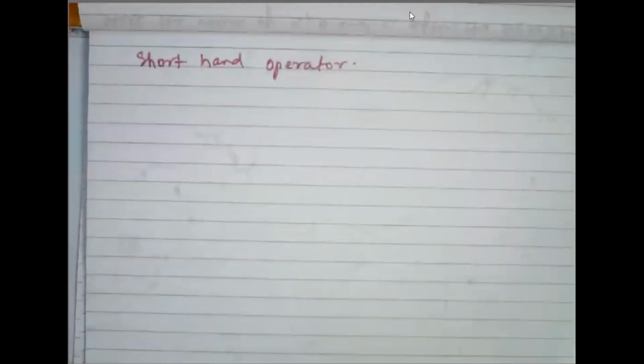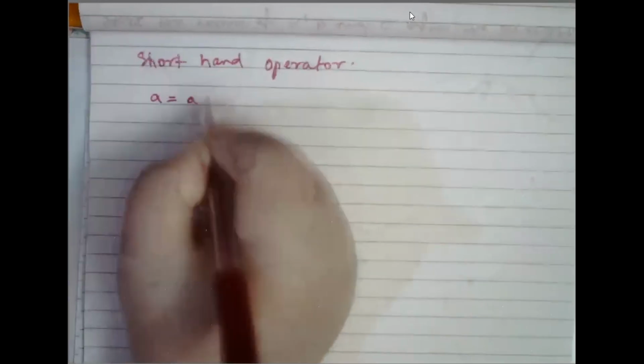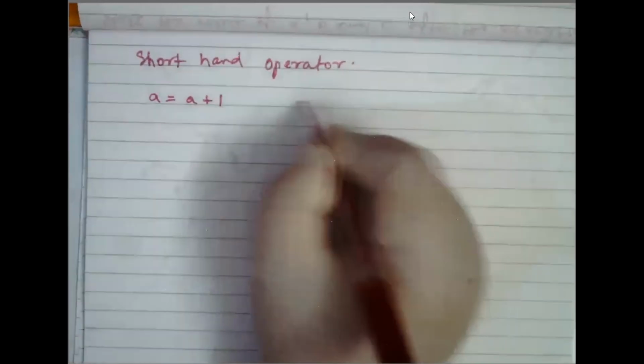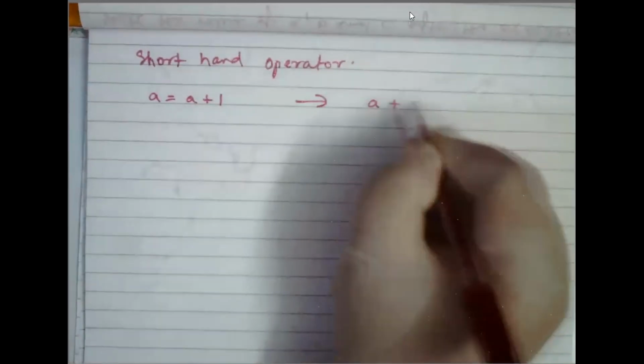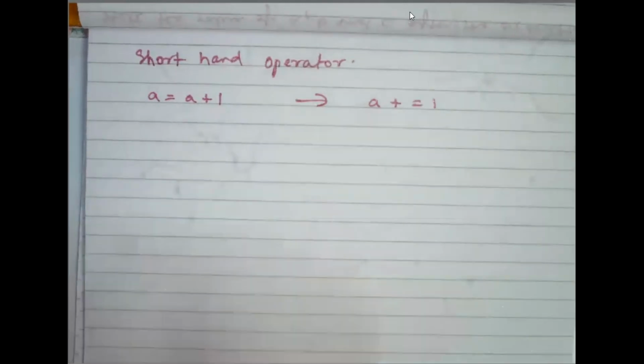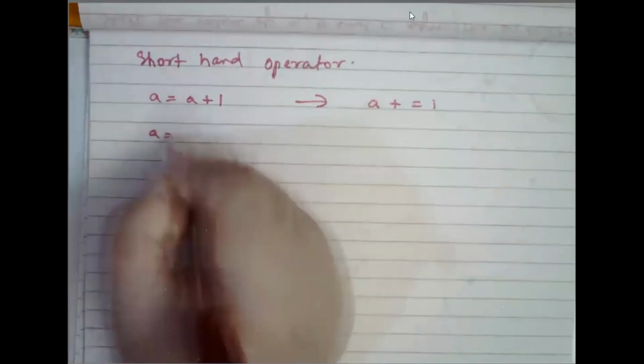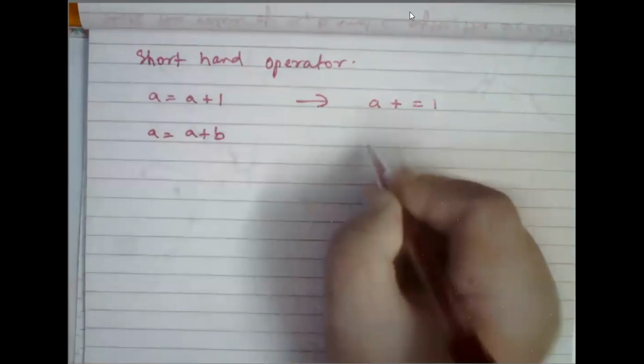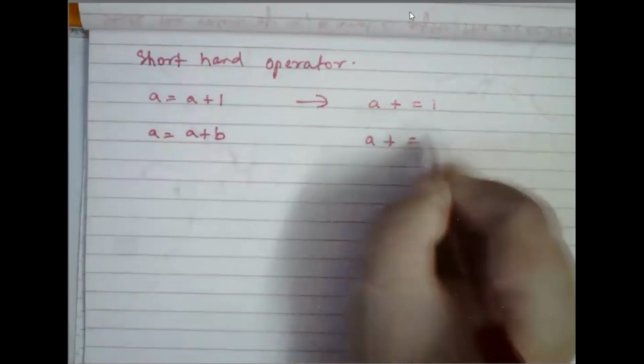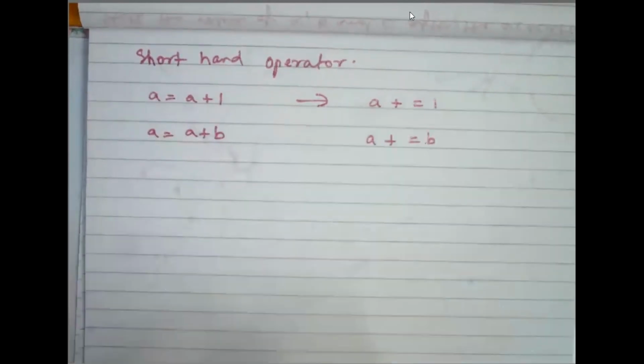Now we will learn about shorthand operators. What are shorthand operators? A equals A plus 1 can also be written as A plus equals 1. They have the same meaning. Suppose I have A equals A plus B, which can be written similarly as A plus equals B. These are called shorthand operators.